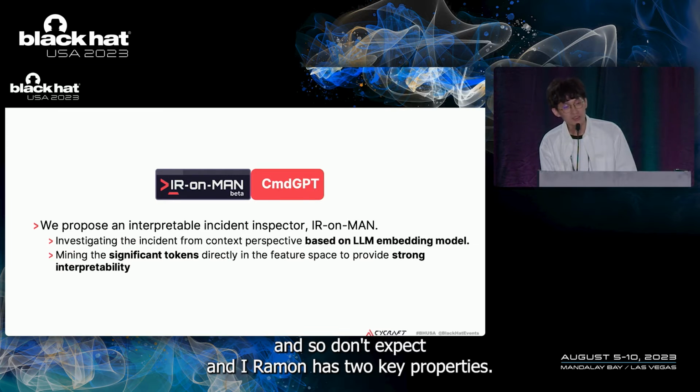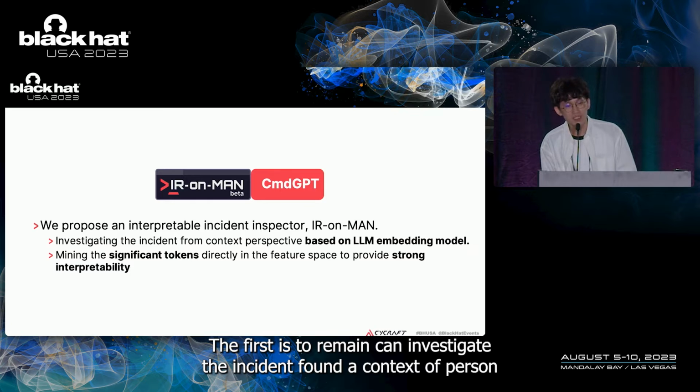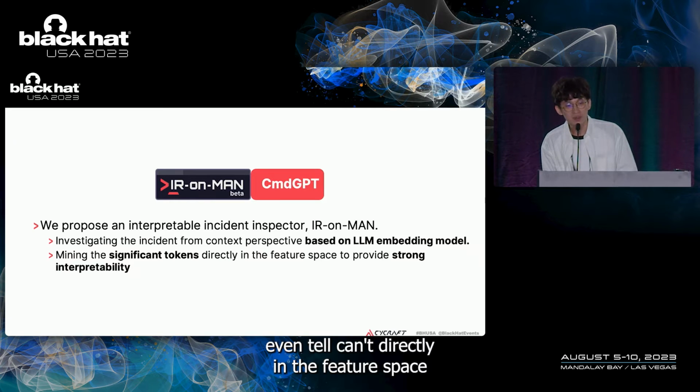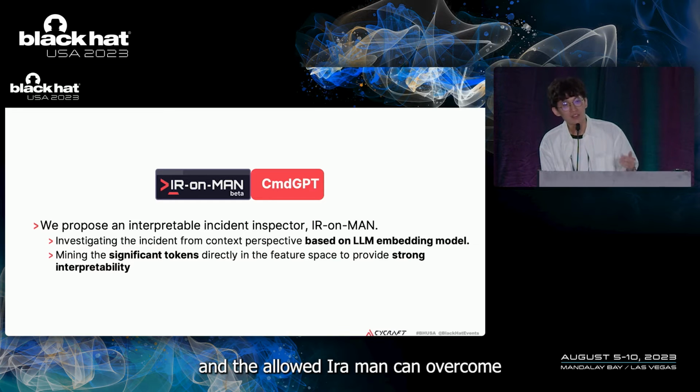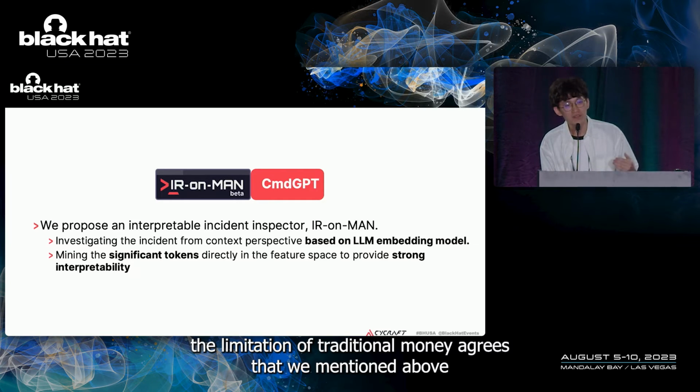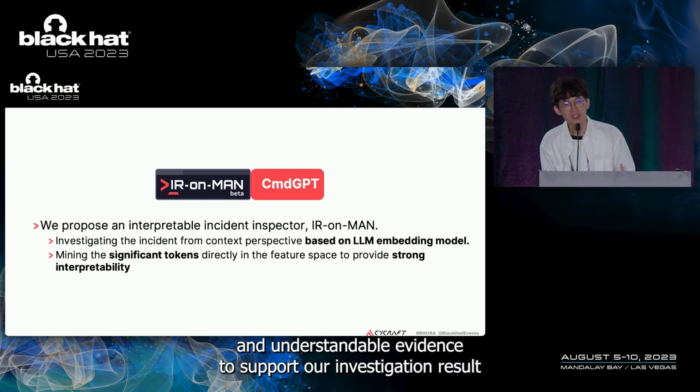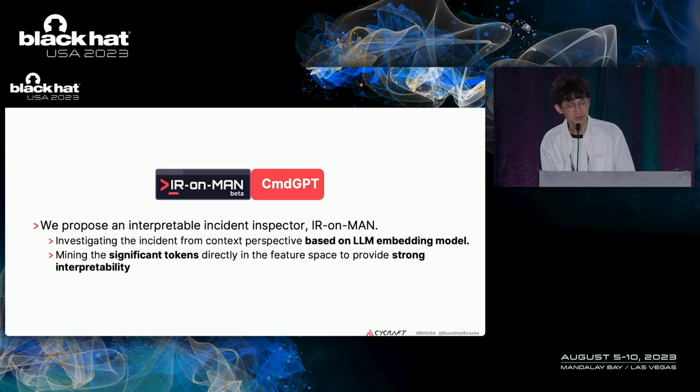IRonMAN has two key properties. The first is that IRonMAN can investigate the incident from the context perspective based on CMD-GPT. Next, IRonMAN can mine the significant token directly in the feature space. This allows IRonMAN to overcome the limitation of the traditional mining algorithm we mentioned above. And this significant token can also serve as strong and understandable evidence to support our investigation result.